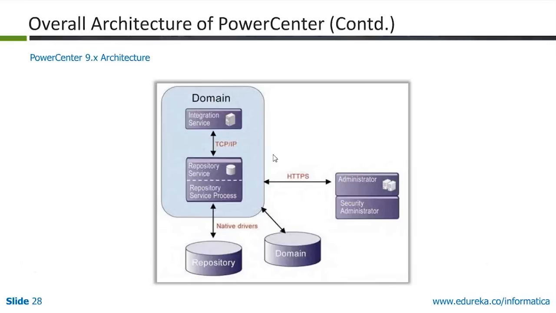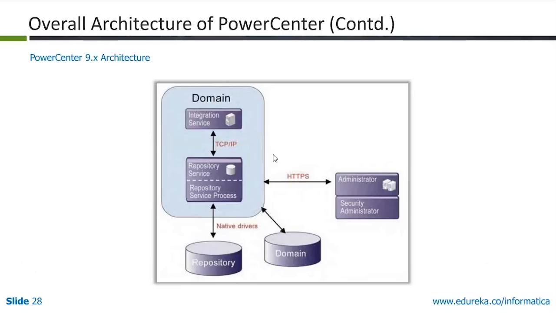A gateway node can run application services. In the administrator console, we can configure any node to serve as a gateway node for a PowerCenter domain. When we configure a domain with multiple gateway nodes, one node acts as the master gateway node, and the rest of the nodes work as worker nodes.